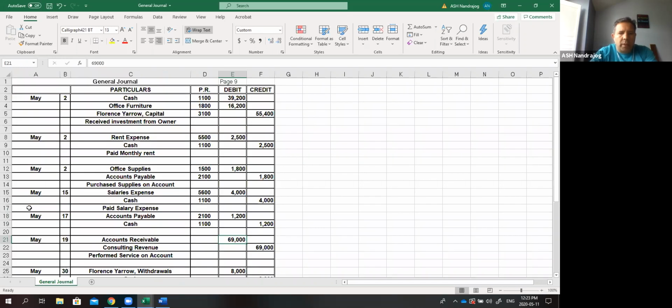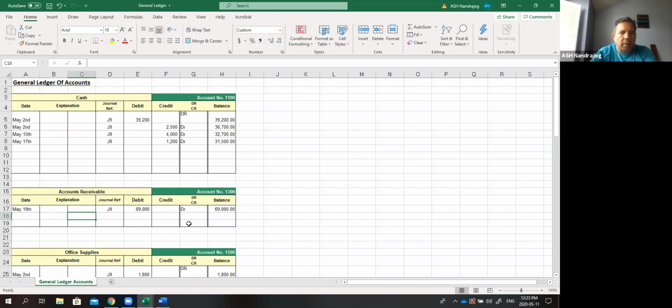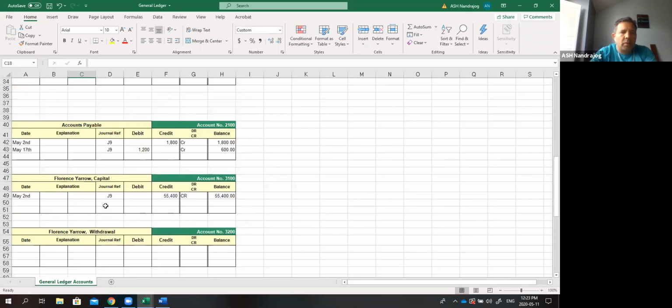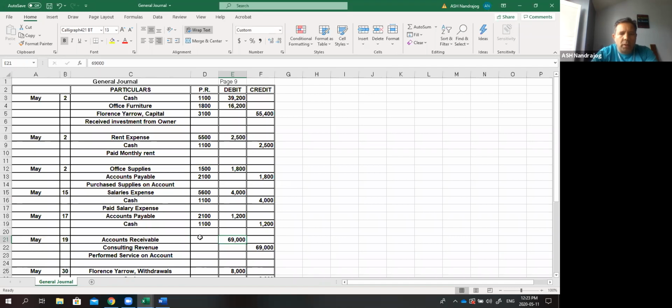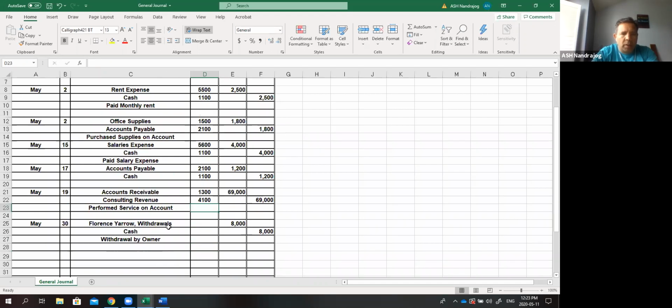Okay, the other entry is accounts receivable, and the other entry credit is the revenue. So where is the revenue account? Consulting revenue. So May 19th, credit for 69,000. So we now have a credit balance of 69,000 in consulting revenue. Okay, go back to the journal and put down the accounts receivable account number, which is 1300. Consulting revenue account number is 4100. So those are posted.